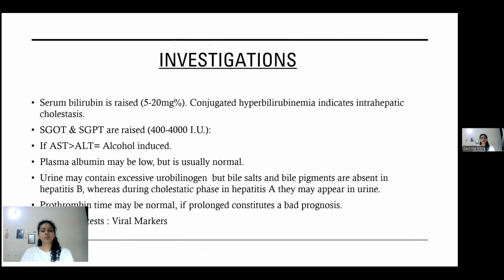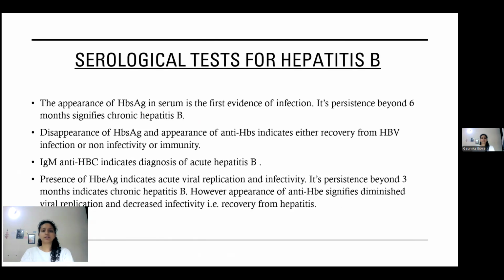Urine may contain excessive urobilinogen, but bile salts and bile pigments are absent in hepatitis B, whereas during the cholestatic phase in hepatitis A, they may appear in urine. Prothrombin time may be normal; if prolonged, it constitutes a bad prognosis. Serological tests include the viral markers.